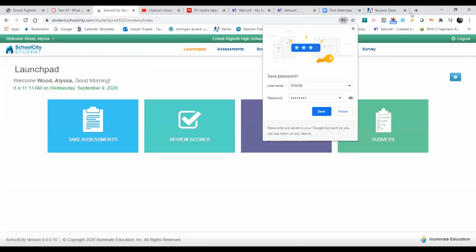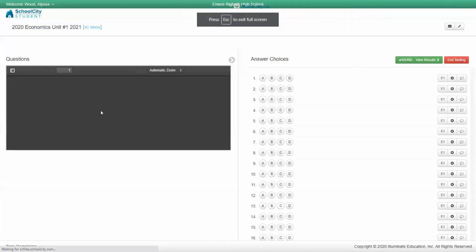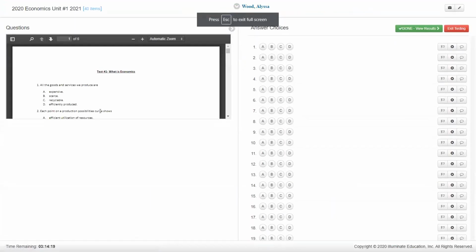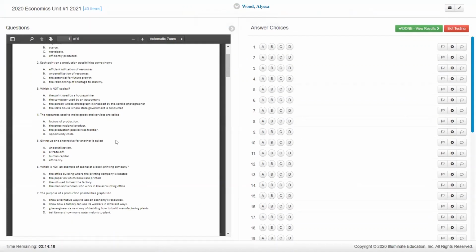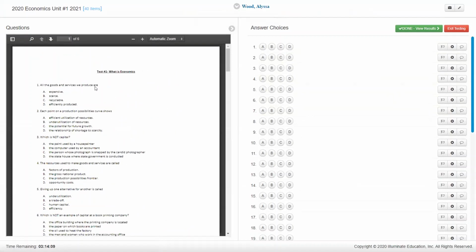The one on the left where it says assessments is where you want to be. So you're going to go to take assessments. In take assessments, there'll be one unit test open, right? Because all we've done is unit 1. So you'll click on that. In that, you'll have the test booklet that you would have gotten if we were here in person, in PDF format. And then you can fill in your answers over here, right? So all goods and services we produce, as we said, are scarce. So there's one answer for you.